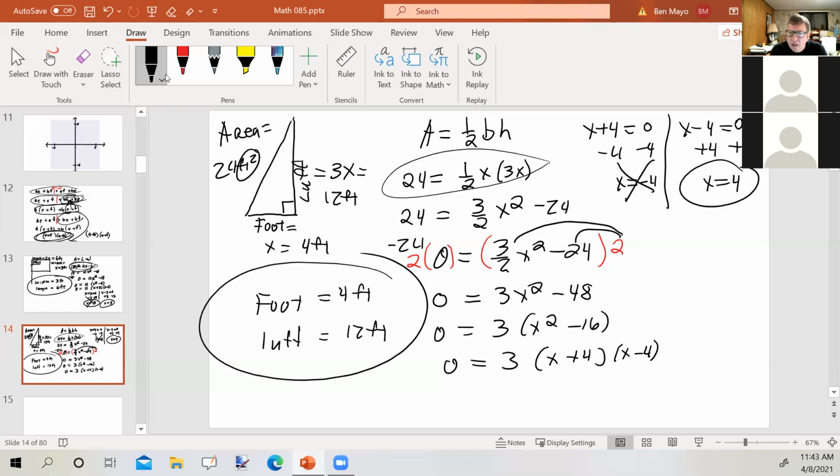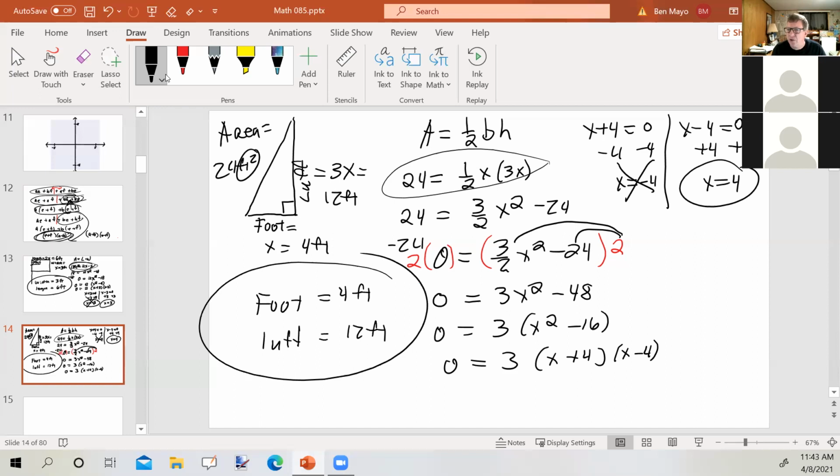Now, a pattern's starting to develop, but be careful. It looks like we're just going to throw out all the negative answers. That's only true when the values we're looking for are lengths, widths, distances, the base, the height of something. Also, if we're dealing with time, we can't have negative time. Perhaps some of you are having a negative time right now since this is a math class, but that's a whole different story. All right, anyway, don't do this.